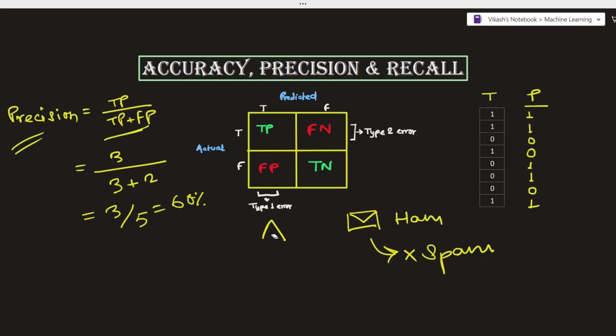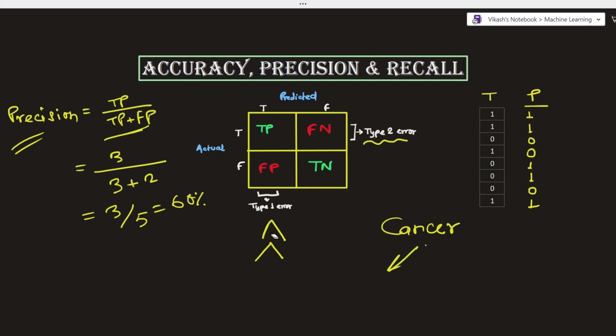But not always your focus will be on reducing type 1 error. There will be few use cases where type 2 error will become more sensitive. So let's discuss a situation like that. Imagine a use case where you are trying to predict if a patient has cancer or not. So the values are going to be either yes, which means the patient has cancer, or no, he doesn't have cancer.